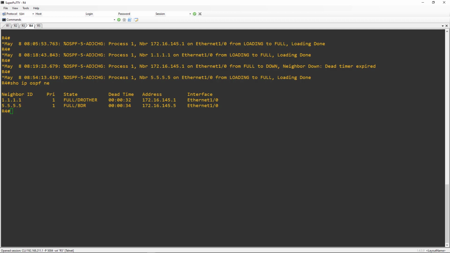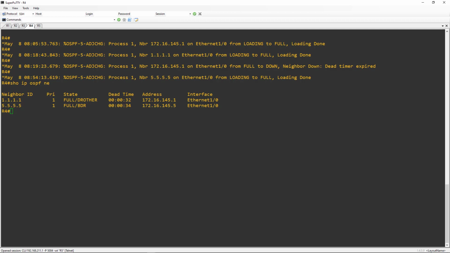So let's go ahead and go on router 5, show IP interface brief. And I'm going to shut down Ethernet 1.0. Actually, we're going to do this on router 4 because router 4 is the DR. Show IP interface brief. And let's go into interface Ethernet 1.0. We're just going to shut that interface down.